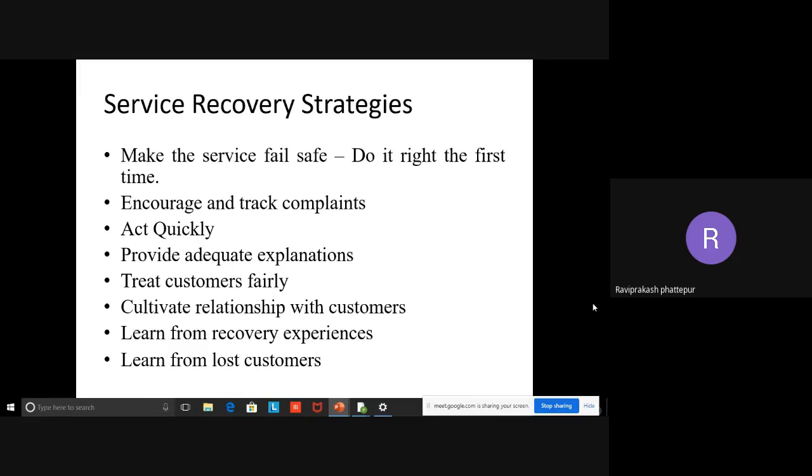Learn from the recovery experiences in the sense that you have already done this particular recovery and got the customer back. But there are some customers who won't come back to you. Those are called lost customers.